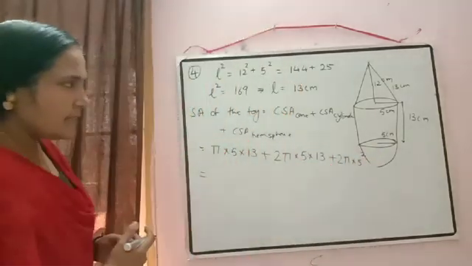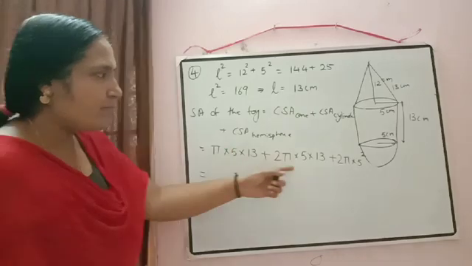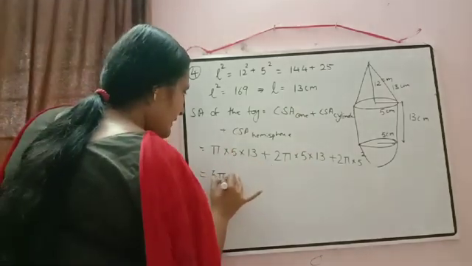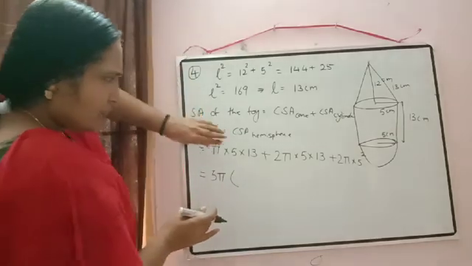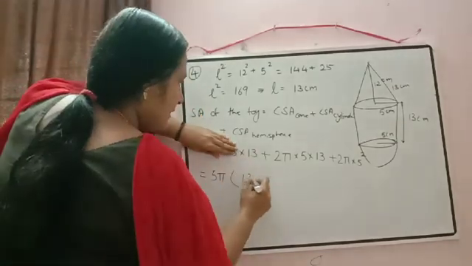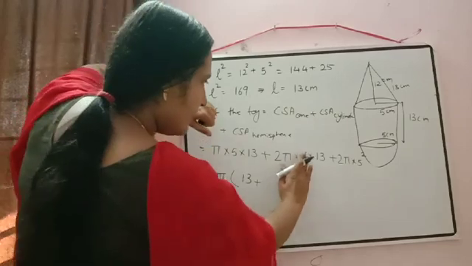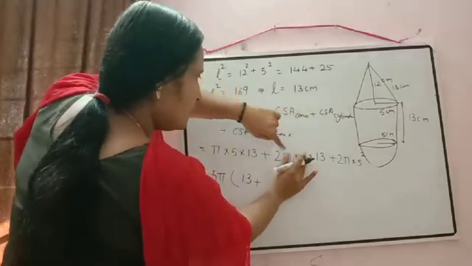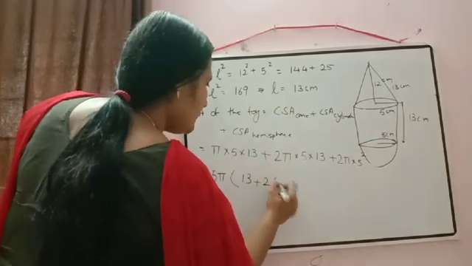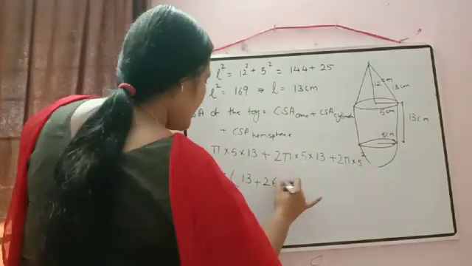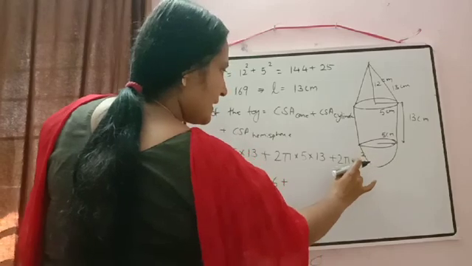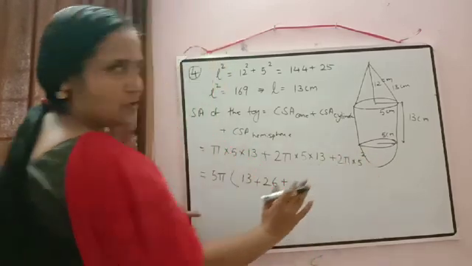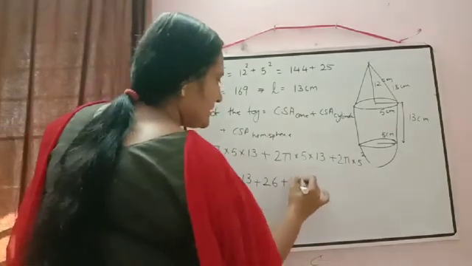Now just to check anything common here. 5 pi is common in all. Take it outside, 5 pi taken common. So what will remain here? 13 will remain here. Here 5 taken common, pi taken common. So remaining is 13 into 2, which is equal to 26. Here 5 taken common and pi taken common, so remaining it will be 5 into 2. 5 into 2 is 10.